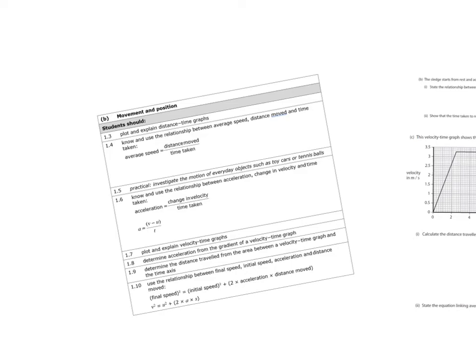Welcome to the first of these revision videos. This is going to cover movement and position, part of forces and motion, chapter 1 of the IGCSE specification.